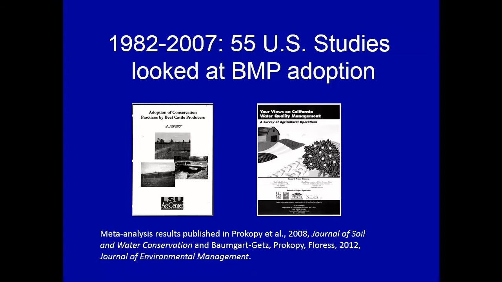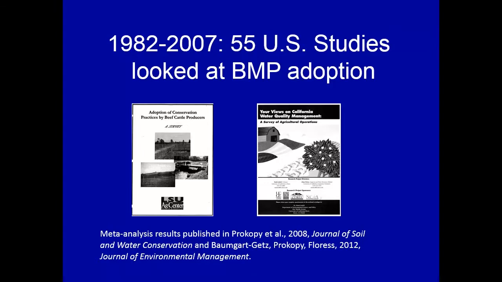So we studied all of the studies that were in the U.S. We focused only on the U.S. that had some sort of quantitative measure of what was motivating farmers to adopt practices. So the surveys ranged from beef cattle in Louisiana, water quality in California, all across the country, all different types of ag, trying to really tease out what motivates farmer adoption of practices. What did we learn? Not a whole lot. We learned that farmers aren't very rational, so it's really hard to predict what they're going to do. What a surprise. I probably should have known that.